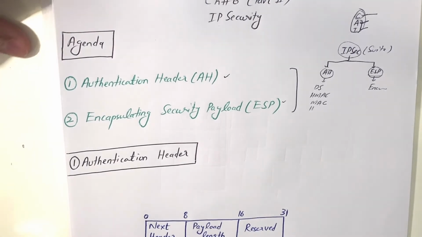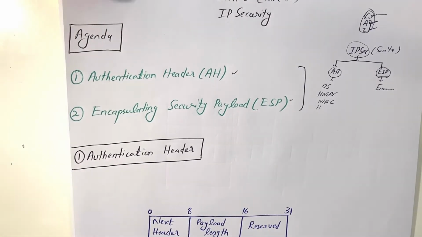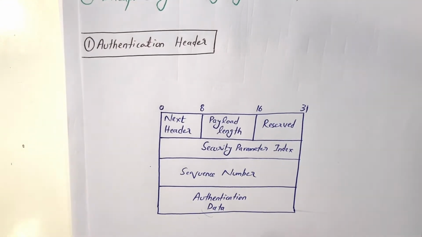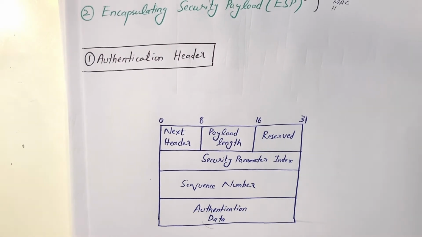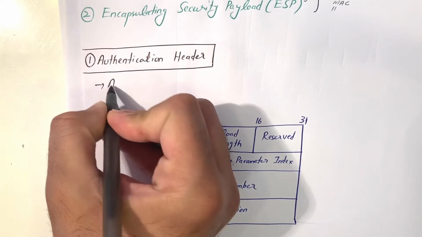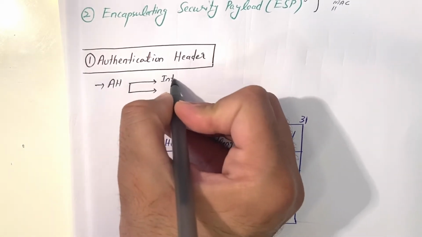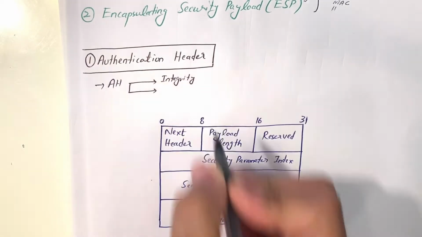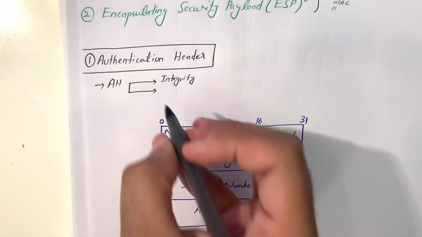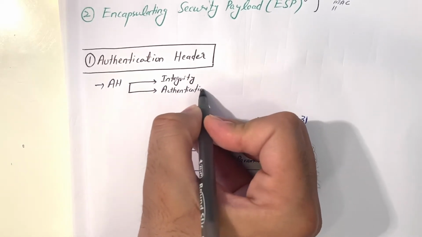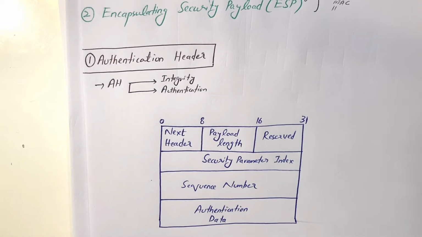Now let's see how to implement the authentication header in IPsec. This is what the authentication header looks like. What is the authentication header? As you know, it provides two things. It provides packet integrity, meaning the packet has not been modified or tampered with during communication, and it also provides authentication. Authentication means the message is coming from the right person, from the right source.